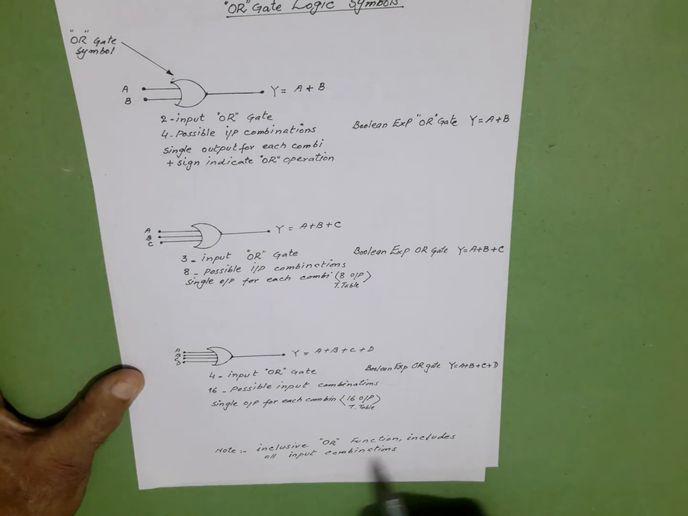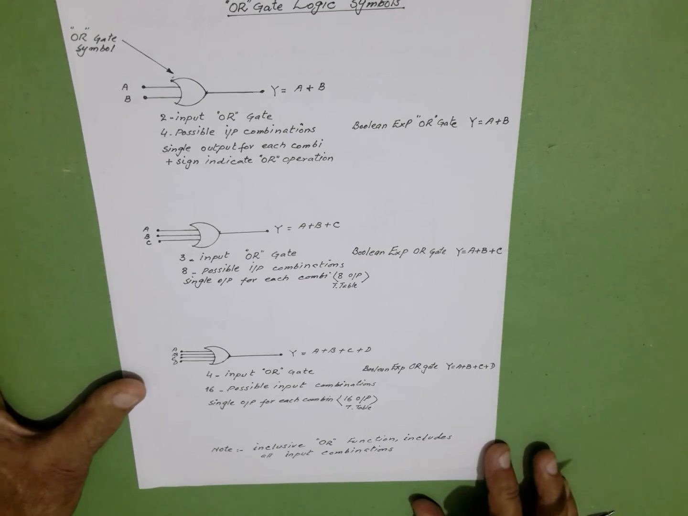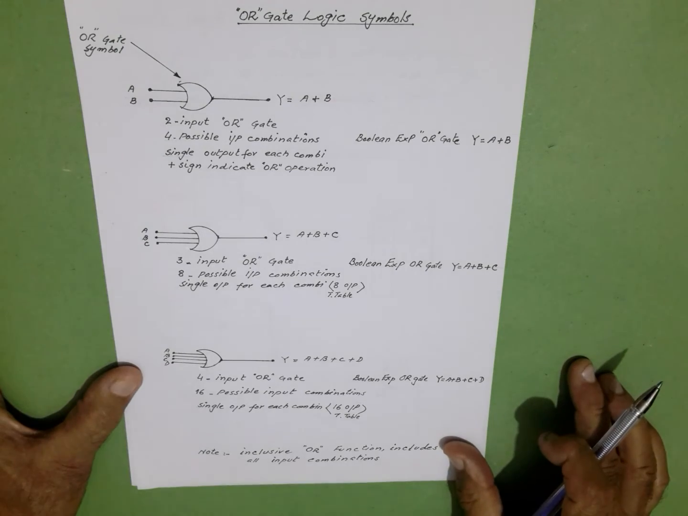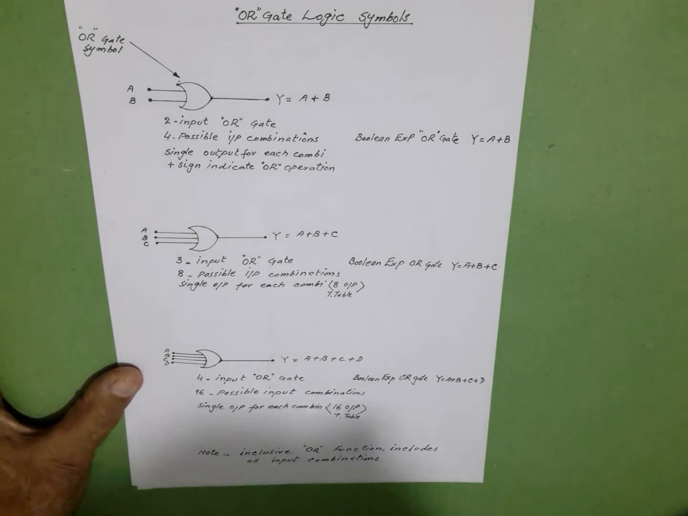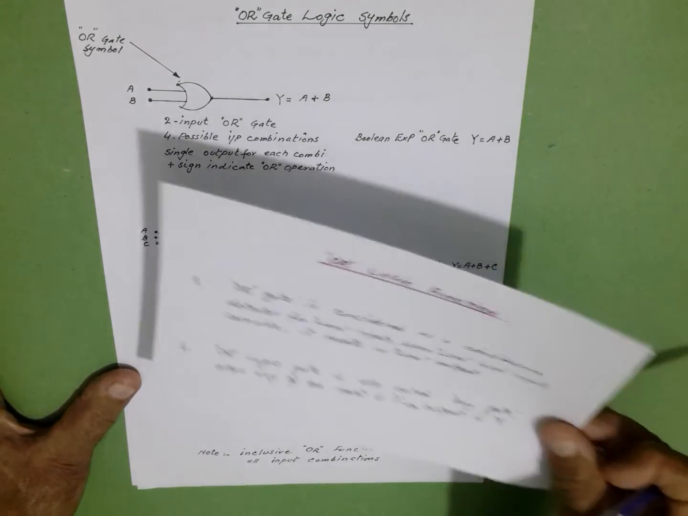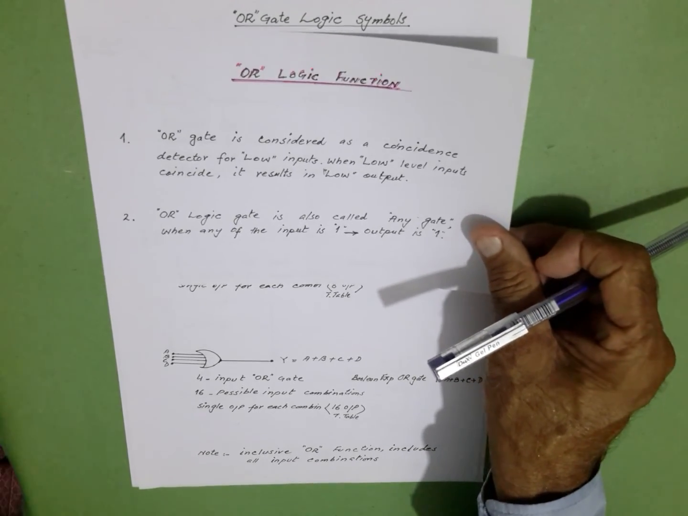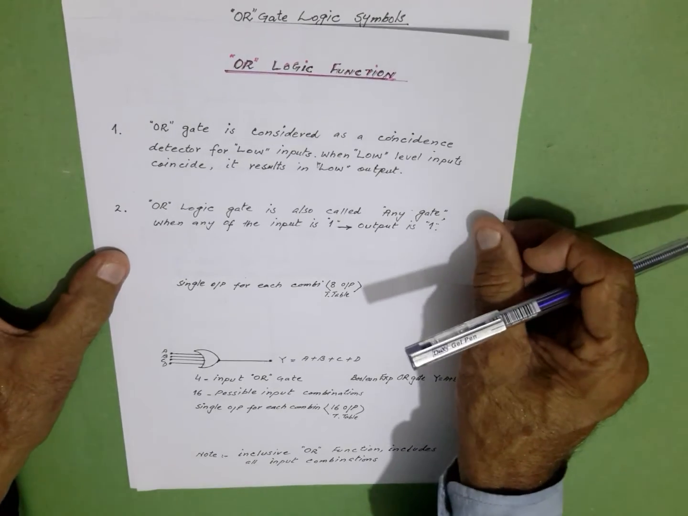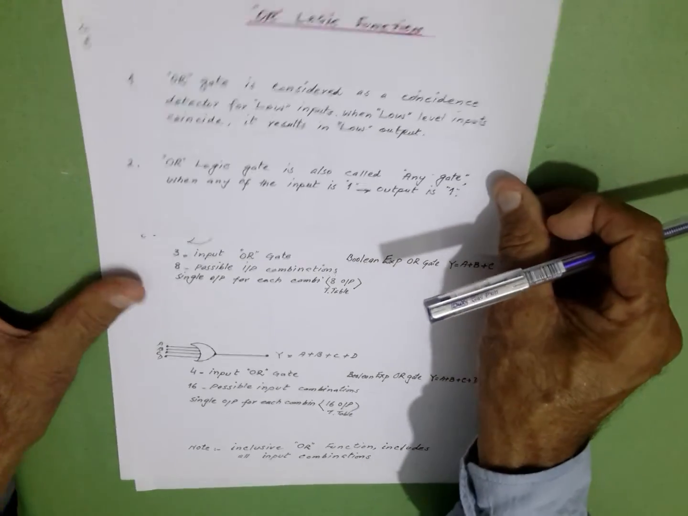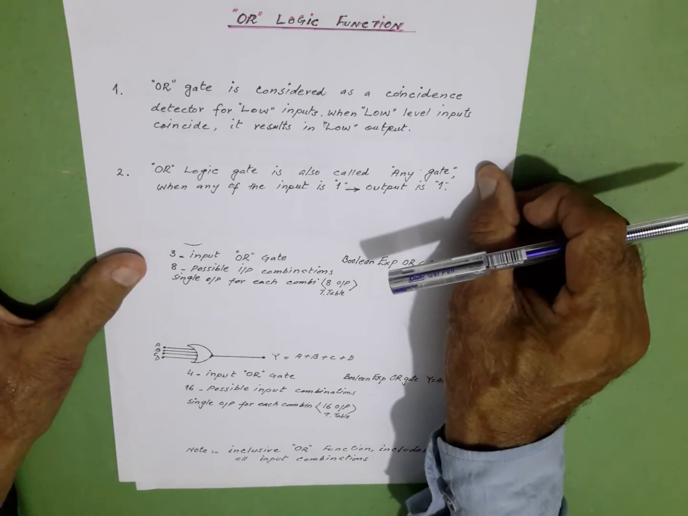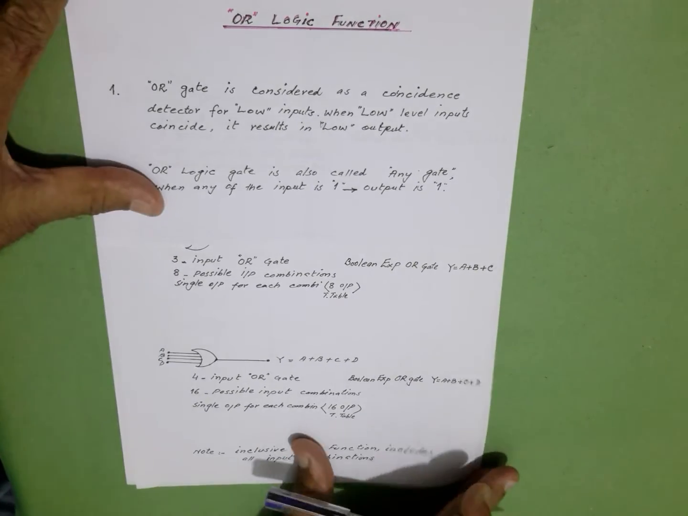Why? Because it includes all input combinations. The OR gate we have discussed so far is the inclusive OR gate. It includes all possible combinations, and when we exclude an input combination, it becomes an exclusive OR gate. Now, a few important points.